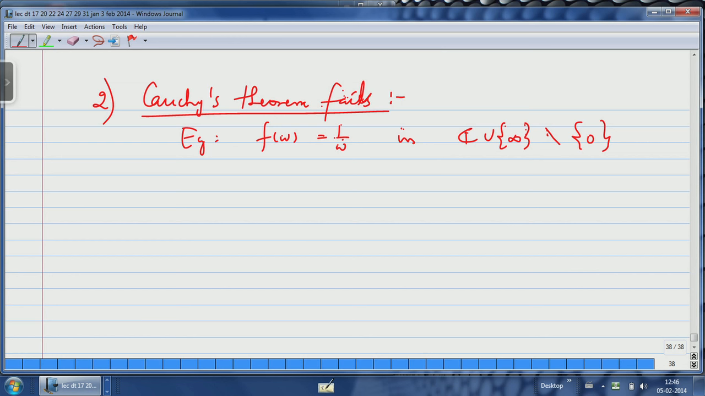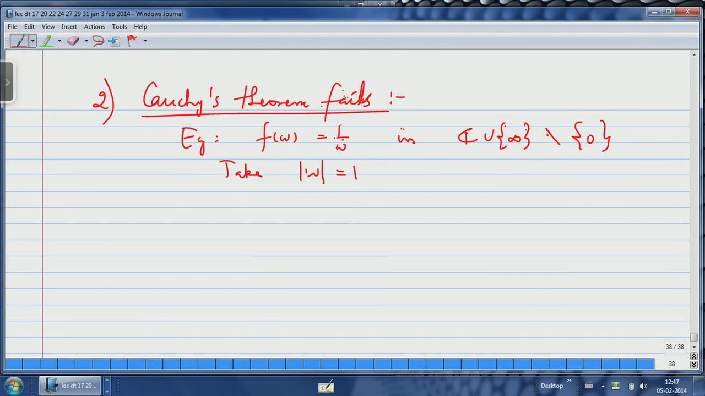Now you take this function. It's not true that the integral over every closed curve is 0. Take mod w equal to 1, for that matter the unit circle. And what is Cauchy's theorem? The usual Cauchy's theorem is: you take a function which is analytic on and within a simple closed contour, and you integrate over the contour, you should get 0.